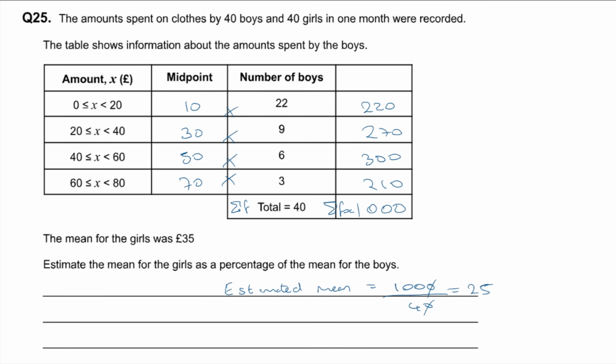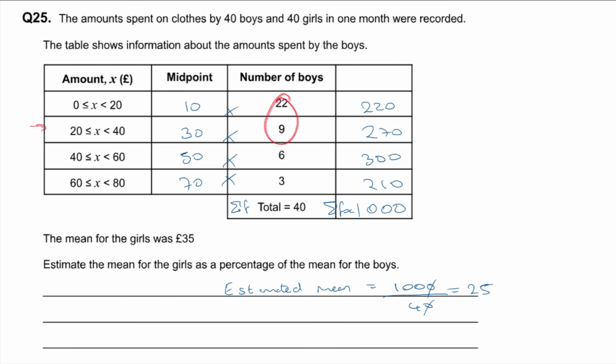Okay, does that seem reasonable? Right, it's kind of mid this group here, or towards the lower end of this group here. But this data is kind of bottom heavy, isn't it? It's quite a lot of people, quite a lot in that first category, which is why the mean is closer to the bottom of the data range than the top. Okay, so we know that the estimated mean for the boys is 25. We know that the mean for the girls was 35.